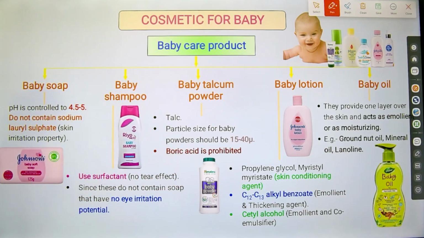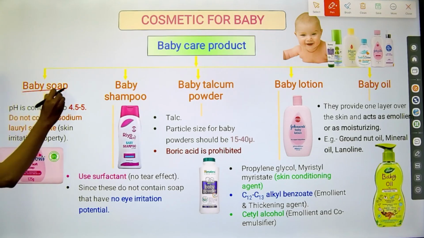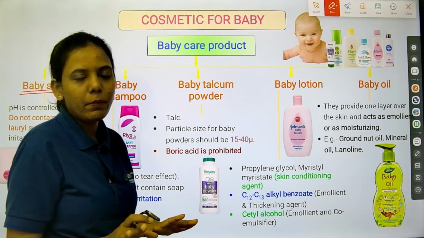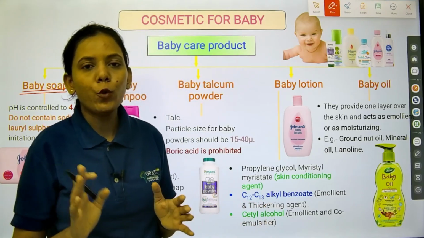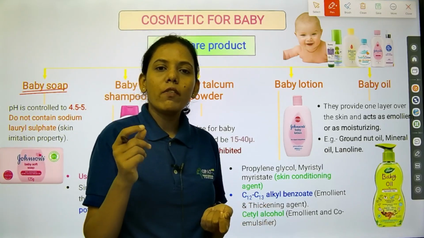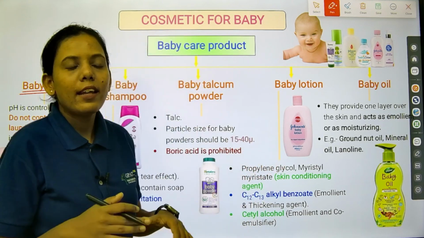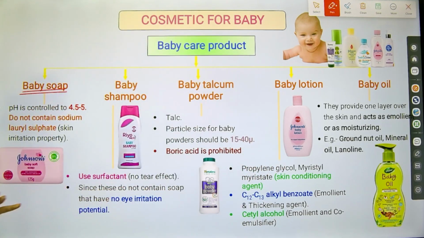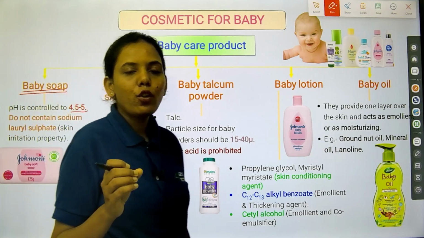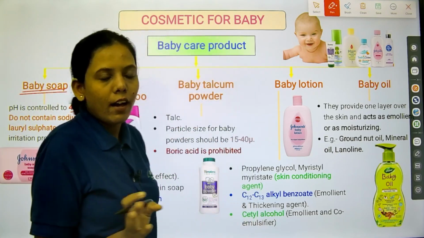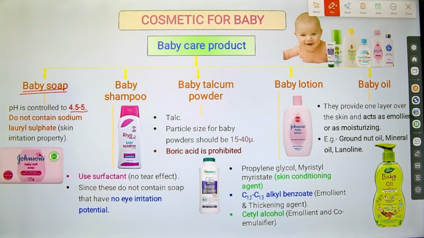So the very first is the baby soap. The pH is slightly acidic because of the skin pH of 4.5 to 5. If the pH of the baby soap is much lower or higher than this, there are chances of irritation. So the pH should be maintained between 4.5 and 5. It should not contain sodium lauryl sulfate. Although it is a foaming agent, it should not have SLS because it is not friendly to the baby's skin.